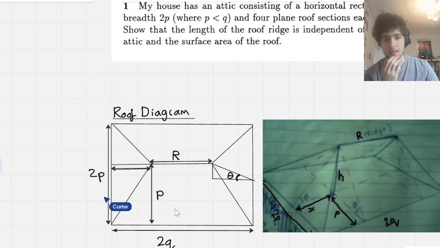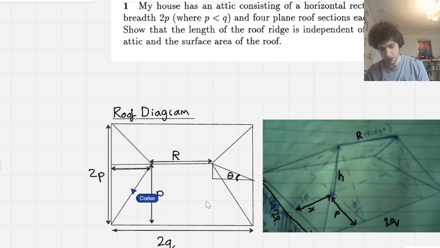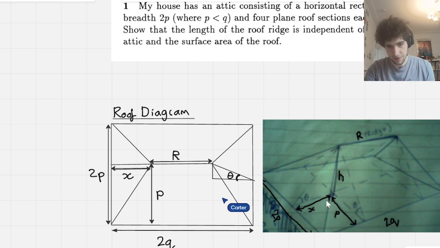We don't know what x is, but we can do this exact same argument on the other side, and that length will be exactly the same by the symmetry of the problem. So there's going to be x, and on the other side it will also be x, but we don't really need to focus on the other side. And obviously, as you can see in the right-hand diagram here, they have x and p.